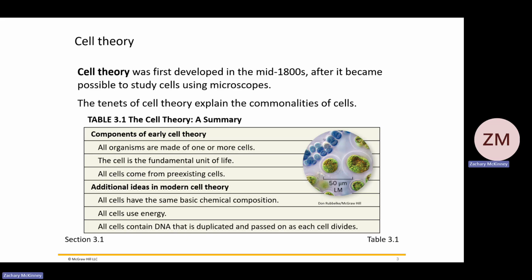Once we started to get better microscopes, we started to change some of our theory and get more scientific about things. We started to see that cells, no matter what domain they're in, have some basic compositions. They're all using energy, and they all contain DNA. That is what's duplicated and passed down. That's the genetic material for all life on Earth.